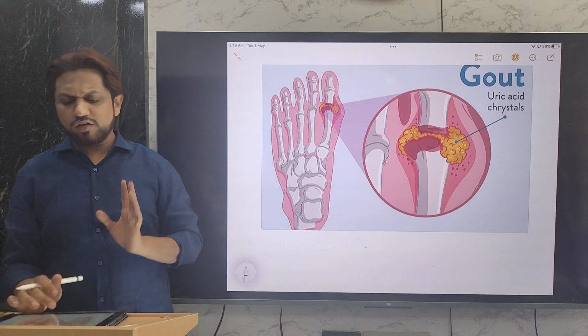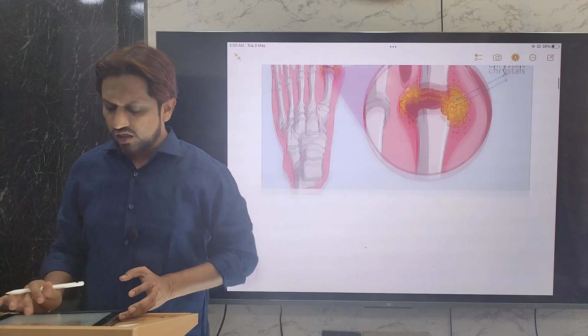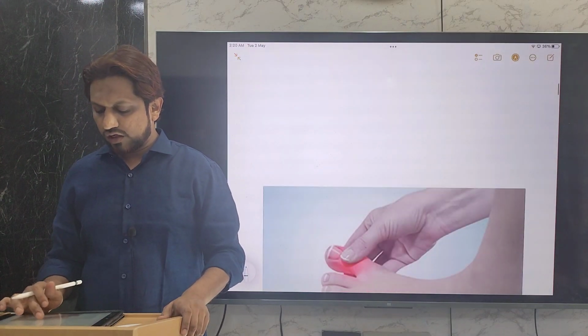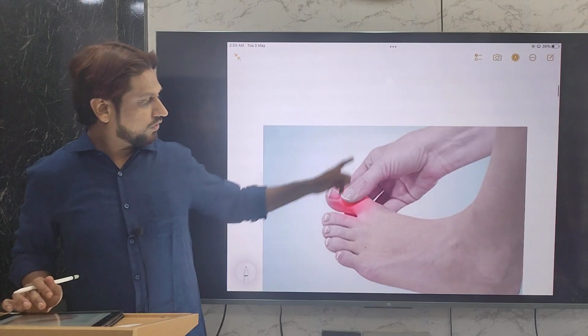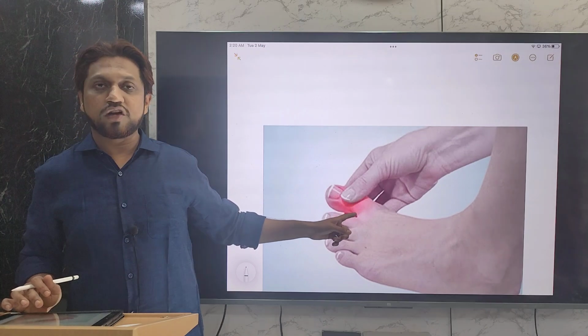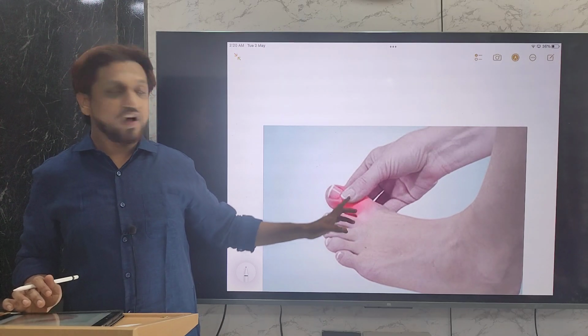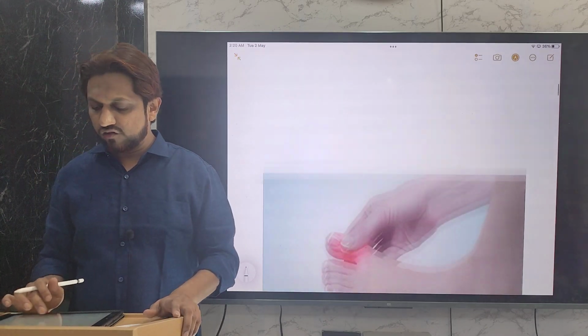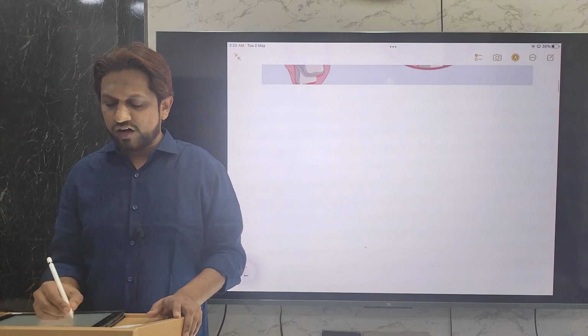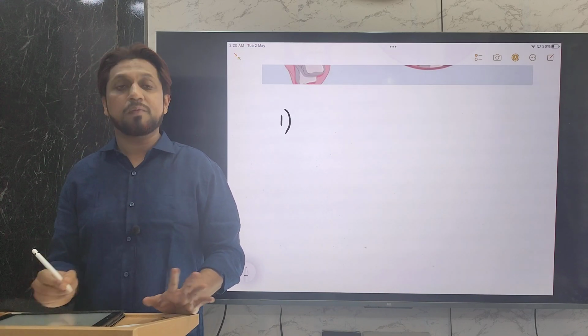Now we'll discuss briefly the epidemiology of this condition. The most commonly involved joint is the first metatarsophalangeal joint. We'll discuss it in detail in the clinical features too. First we'll have a rough idea about a few points of the epidemiology.